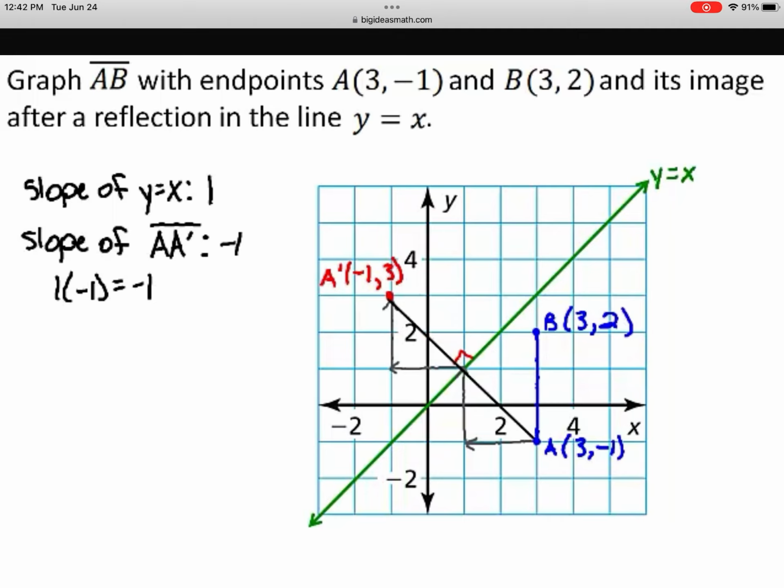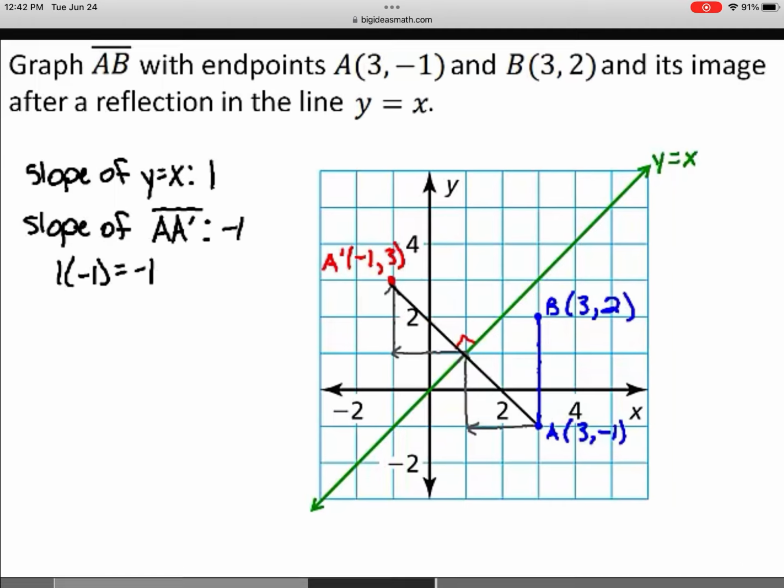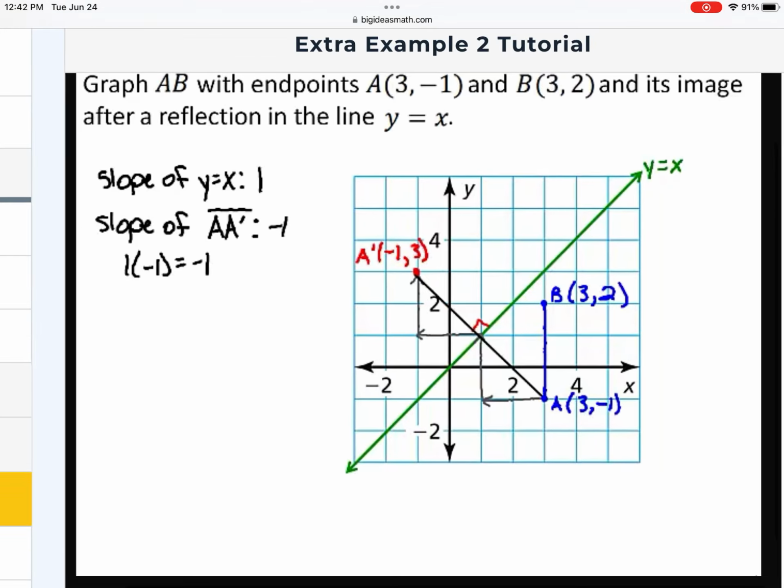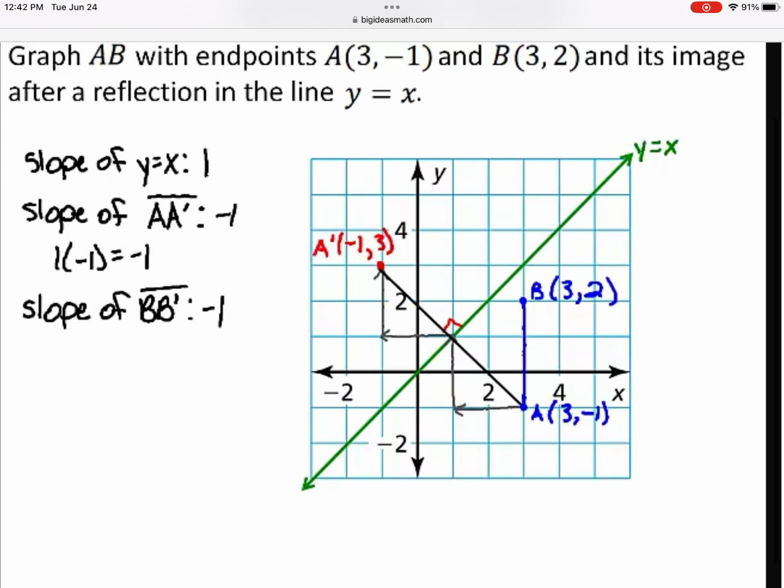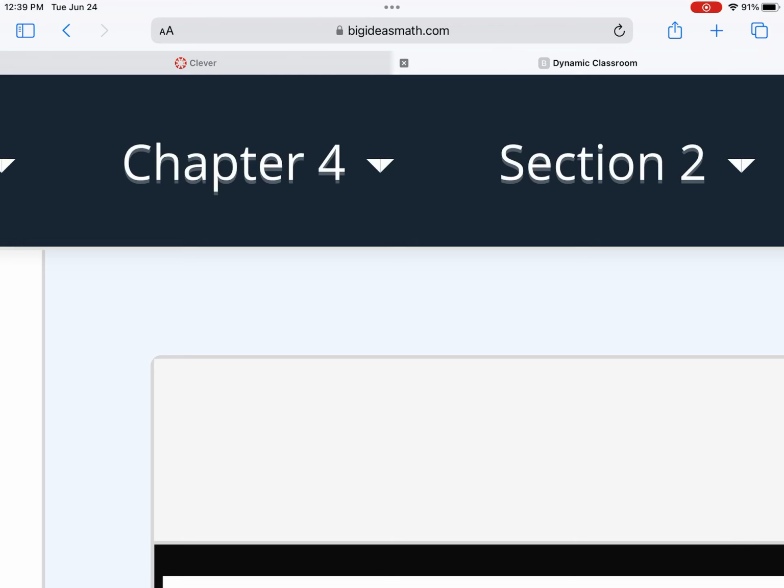The segment from B to its image, segment BB', is also perpendicular to the line of reflection y equals x. So the slope of segment BB' will also be -1. From B, move 0.5 unit left and 0.5 unit up to y equals x. From that point, move 0.5 unit left and 0.5 unit up to locate B' at (2, 3). To complete the graph of the image, draw a line segment connecting A' and B'.